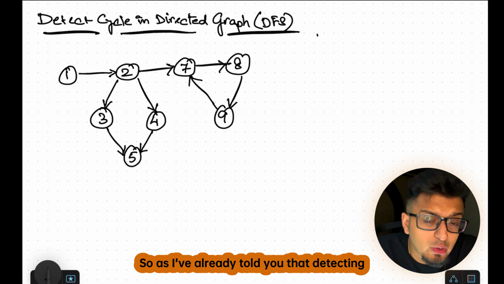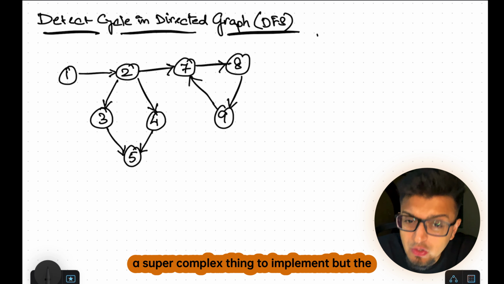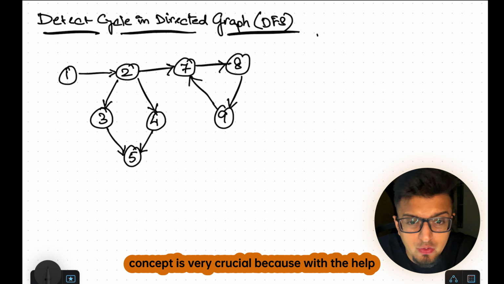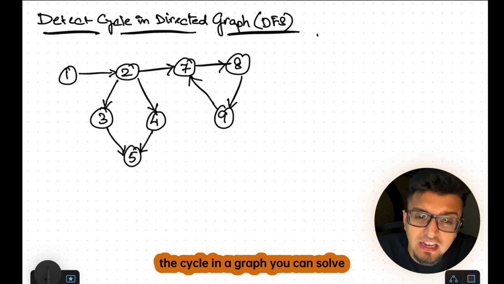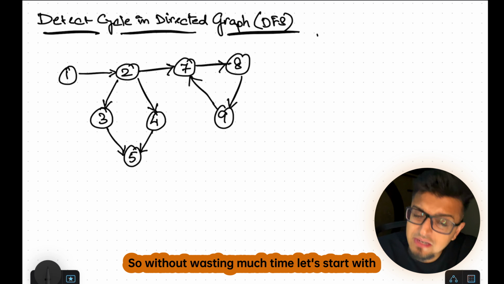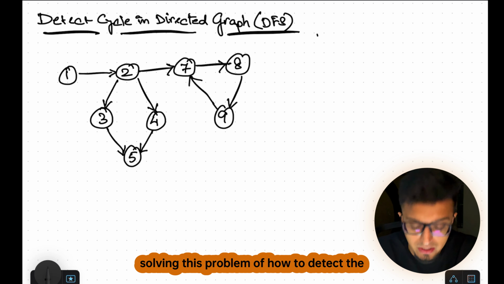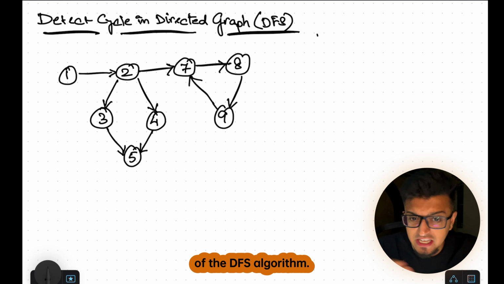As I've already told you, detecting a cycle in a graph may not be a super complex thing to implement, but the concept is very crucial because with the help of this concept of how you can detect a cycle in a graph, you can solve multiple problems during the interview. So without wasting much time, let's start with solving this problem of how to detect a cycle in a directed graph with the help of the DFS algorithm.